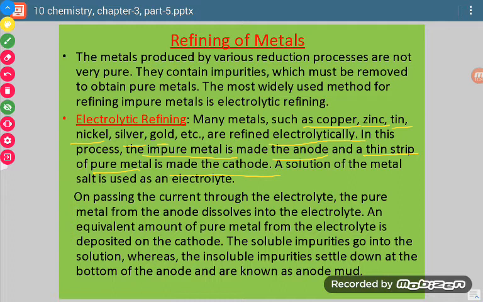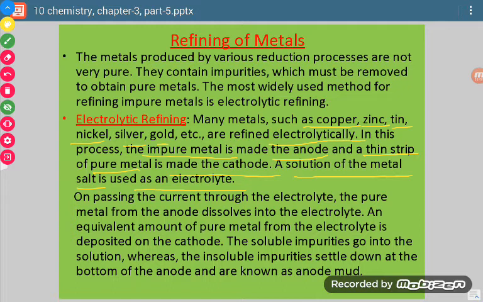Now a solution of the metal salt is used as an electrolyte. The electrolyte is a substance which contains ions of the metal which is to be purified. Suppose I am purifying copper metal, then my electrolyte must contain copper ions. Then only this process will occur.